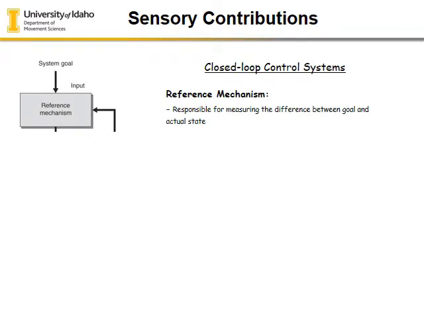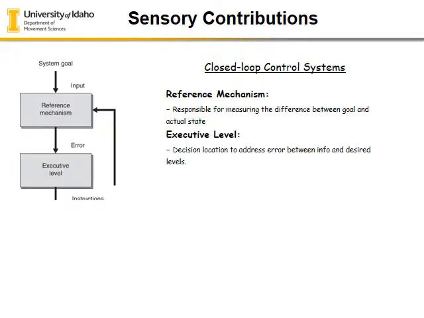So we're going to break this down to show you what all goes into it. There's a reference mechanism, and this is responsible for measuring the difference between whatever your goal was and the actual state. Here it's called reference mechanism, and it's also called reference of correctness. Your information processing produces some sort of blueprint, some sort of output, and then it's that goal. So this is the difference between the goal and the actual state.